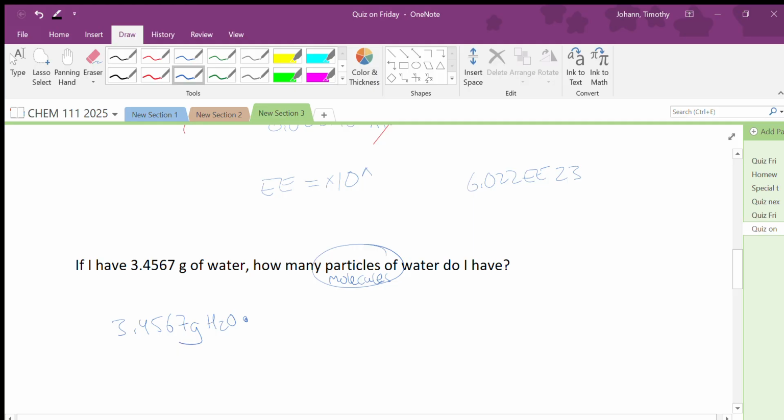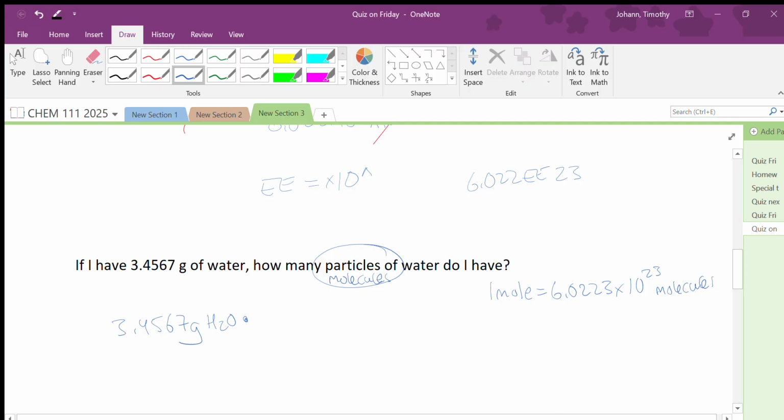I need to go through moles to get there, because I don't have a grams to particles conversion. Grams to particles is going to be different for every single compound, but moles to particles is always the same. It's always 6.022 times 10 to the 23rd. I know that conversion factor, because I looked it up at the top of my test or quiz: 6.022 times 10 to the 23rd molecules.